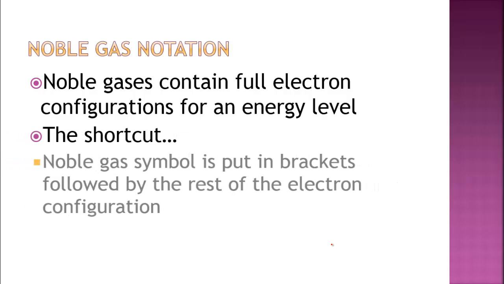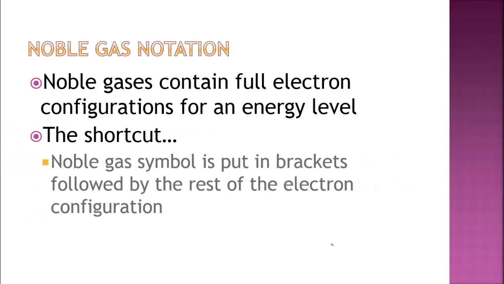So how do we do the shortcut? We're going to take that noble gas symbol and we're going to put it in brackets because we're saying that we have all of our orbitals filled up to that point. And then we're going to follow that by the rest of the electron configuration. We only have to start after that noble gas. So let's see how this works.